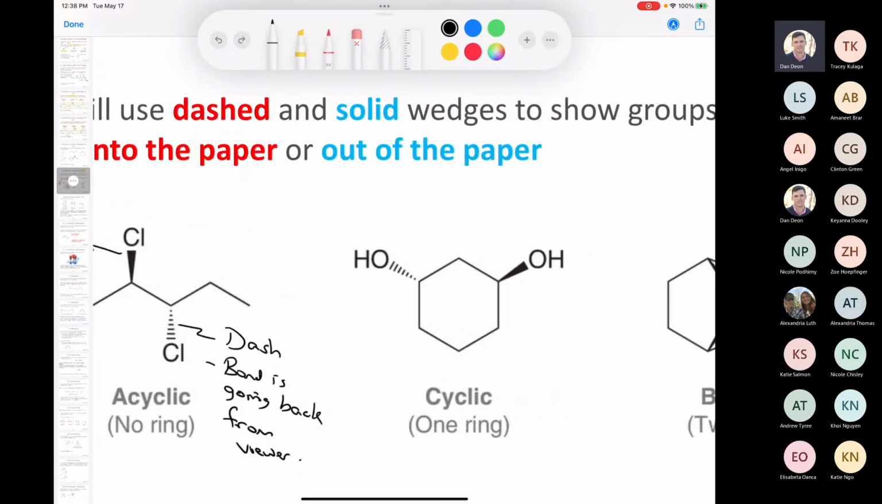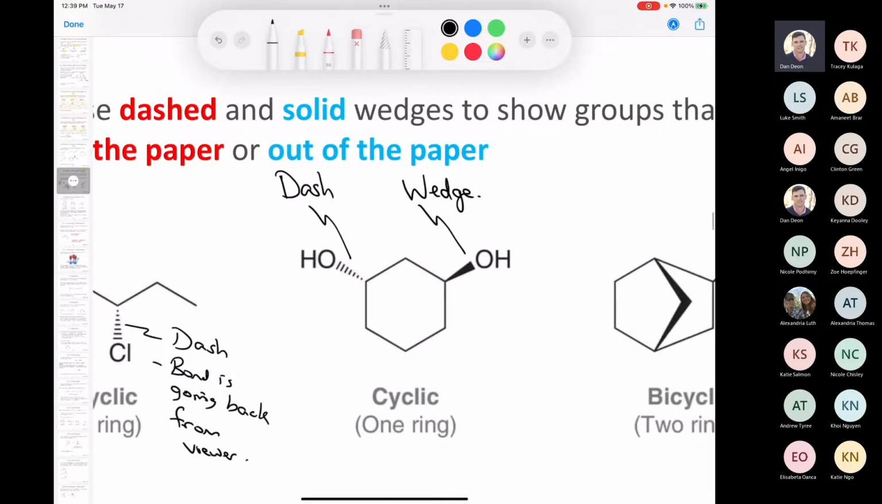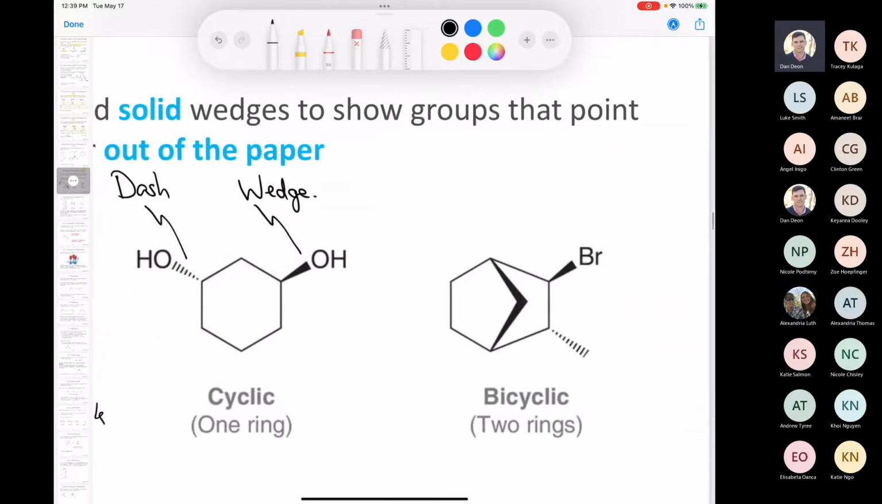You can see that on this ring, we have a dash here, and we have a wedge over here. So that means that the OH, the alcohol on the right-hand side, is coming out of the page or out of the screen, and the alcohol on the left is going into the screen or into the page. And then we have a bicyclic compound where you have the bromine on a wedge. It's coming out towards us. You have this CH3, which is implied even though it's not drawn in a bond line structure, that's going down.